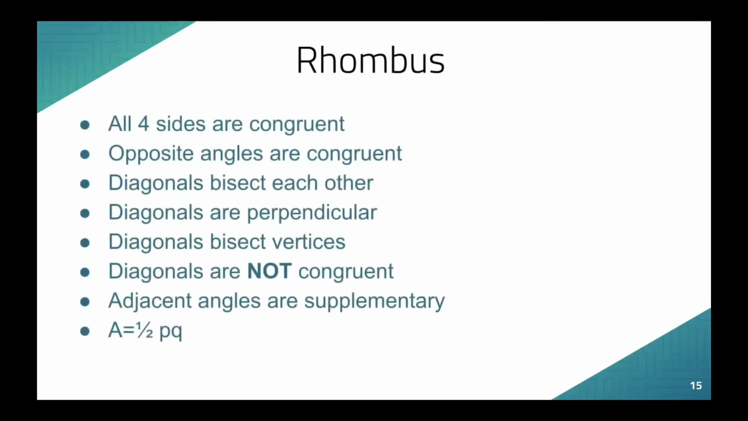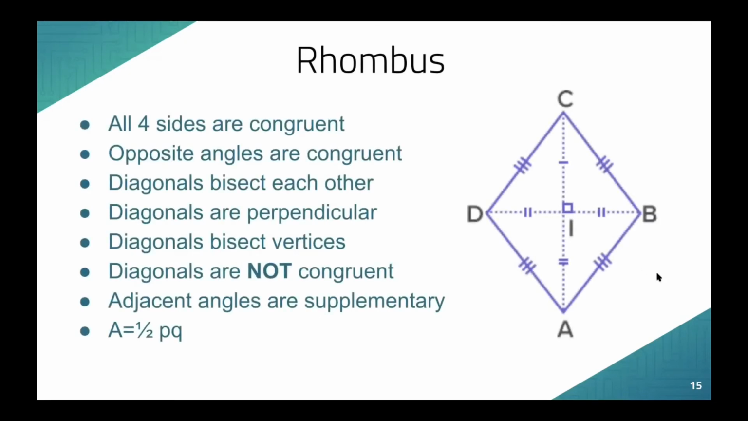Now we're going to move on to another shape. It's called the rhombus. So in a rhombus, all four sides are equal and congruent. The opposite angles are also congruent with each other. The diagonals bisect each other. And the diagonals are perpendicular, which means that at the point where the diagonals intersect, they form right angles. And the diagonals also bisect the vertices, which are the points D, C, B, and A.